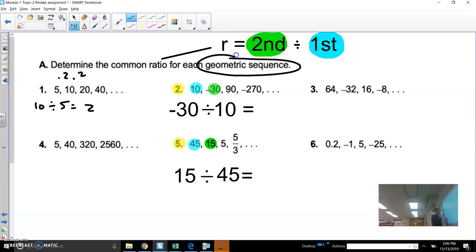10 times 2 is 20. 20 times 2 is 40. 40 times 2, that next value is going to be 80. So I'll do a few more with you.